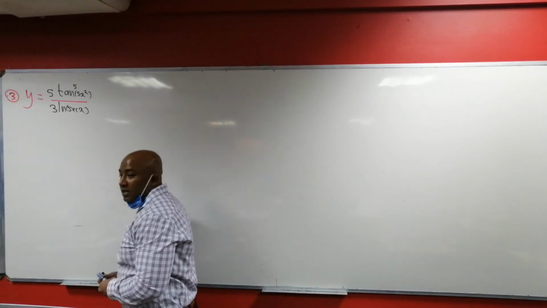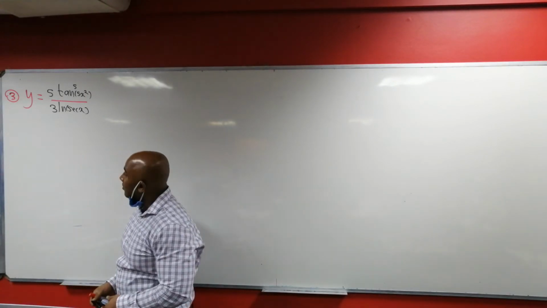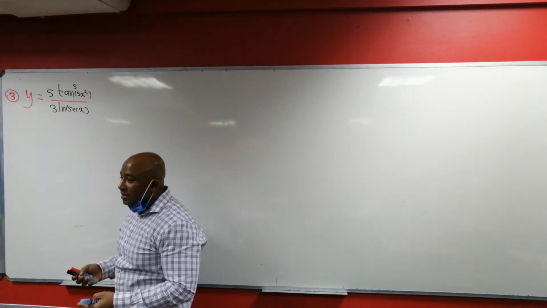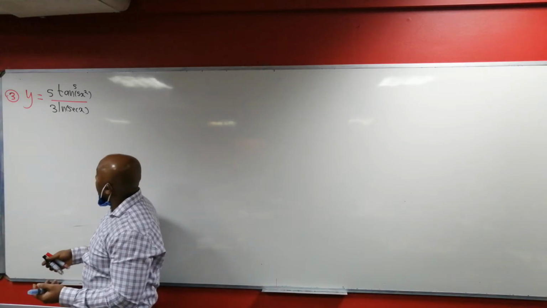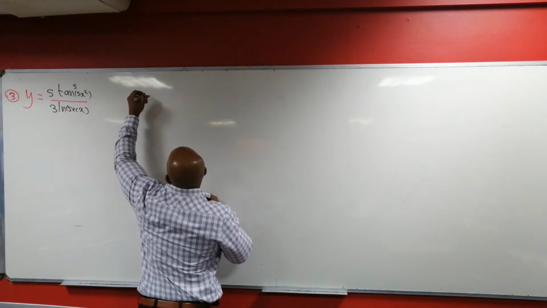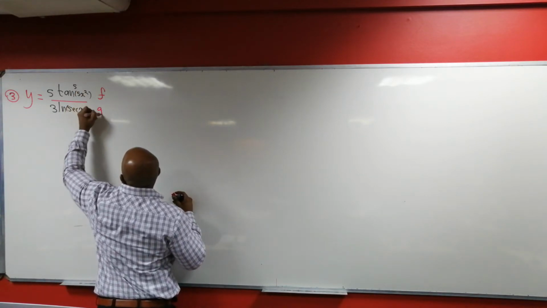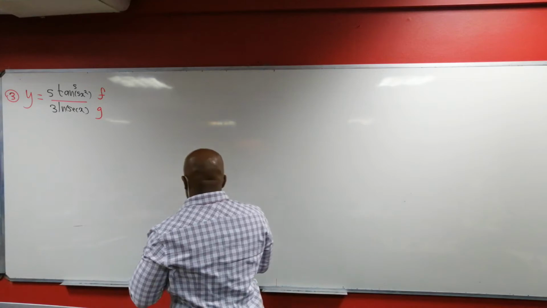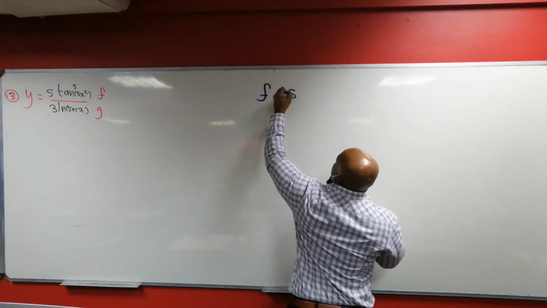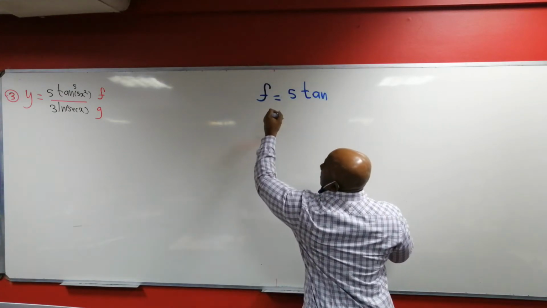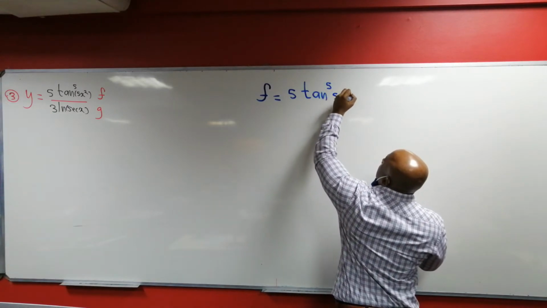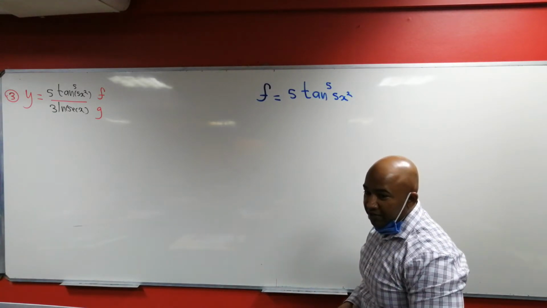Alright, so now dealing with the last one here, number 3. Again, division. So if it's division, then quotient rule. If you look at the numerator there, remember, our numerator is f, denominator will be g. So our numerator is 5 tan of 5x squared, but the whole thing is raised to the power 5.